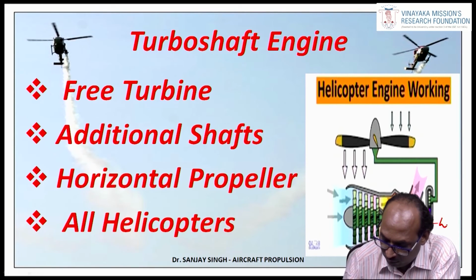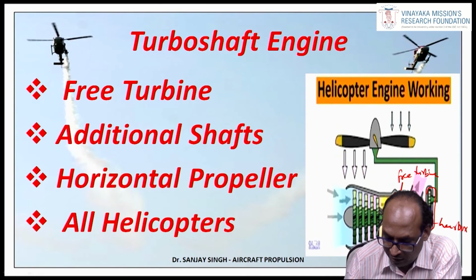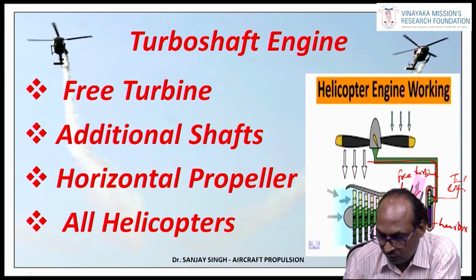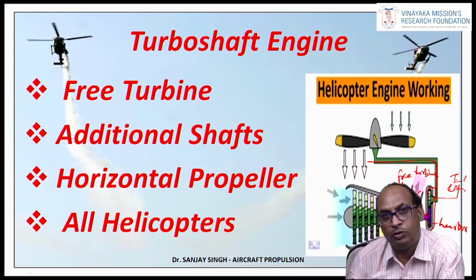This is a gearbox and this is the free turbine. With the free turbine and the shaft, the drive will be given to the gearbox, and from the gearbox the drive will be taken to the main rotor. From the gearbox the drive will be taken to the tail rotor also. And further, when the gases move out from the exhaust nozzle, they will produce thrust.